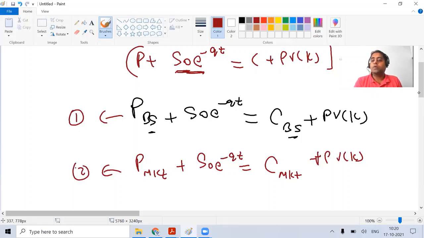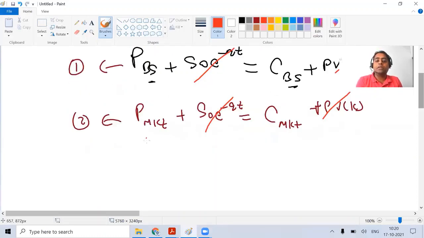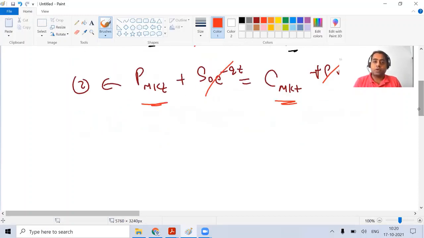Now they have taken the difference between these two equations. When you take the difference between these two equations, this part would ideally go, and the only thing that will remain on the left hand side is the difference between the Black-Scholes model price of the put option and the real market price of the put option. Similarly, on the right hand side, the difference between the Black-Scholes model call option price and the market price of the call. Now I am writing it in this way.